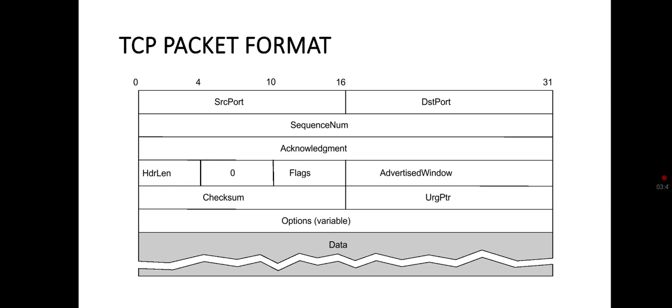The next is the advertised window. It defines the receiver's window size and acts as flow control. The next is checksum. It is computed over the TCP header, data and a pseudo header containing IP fields. Then last, the URG pointer. It is used when the segment contains urgent data. It defines a value that must be added to the sequence number.